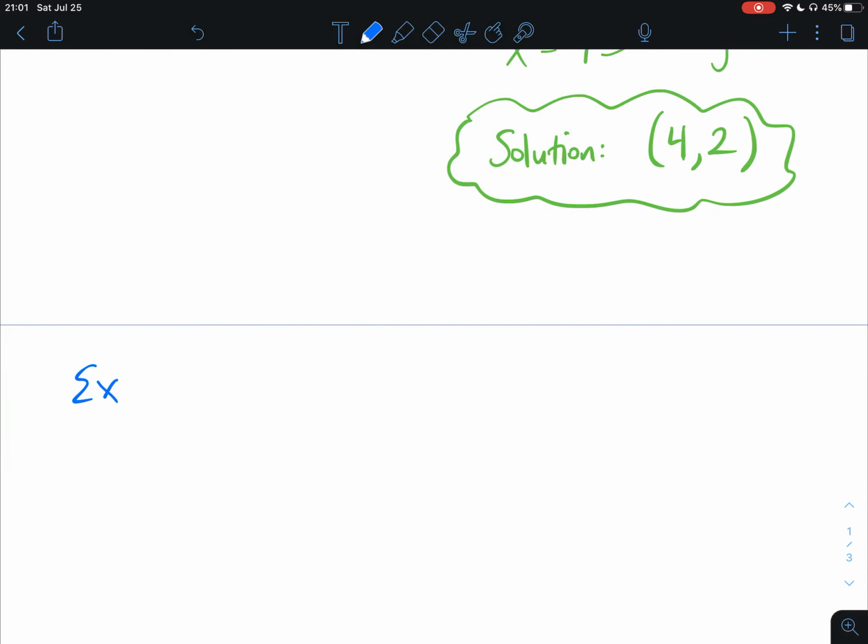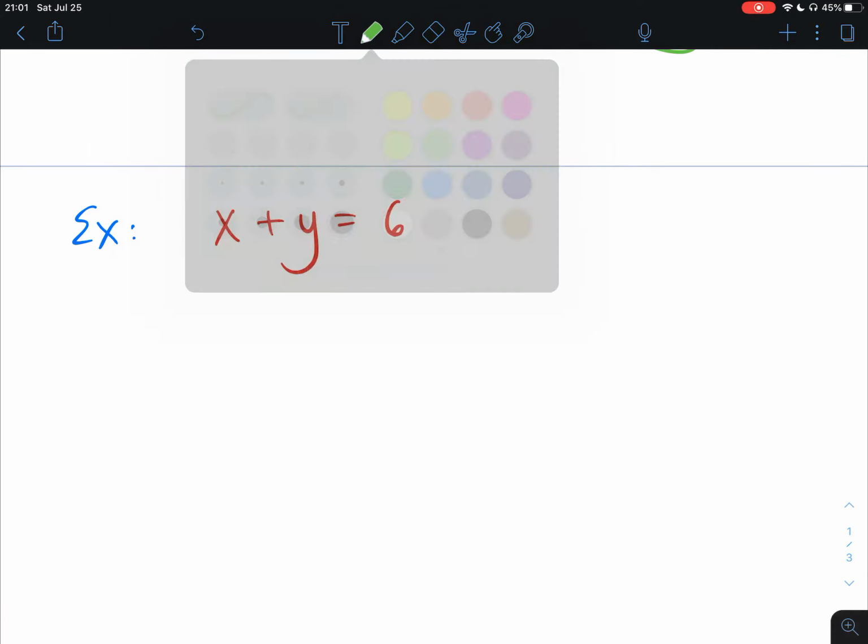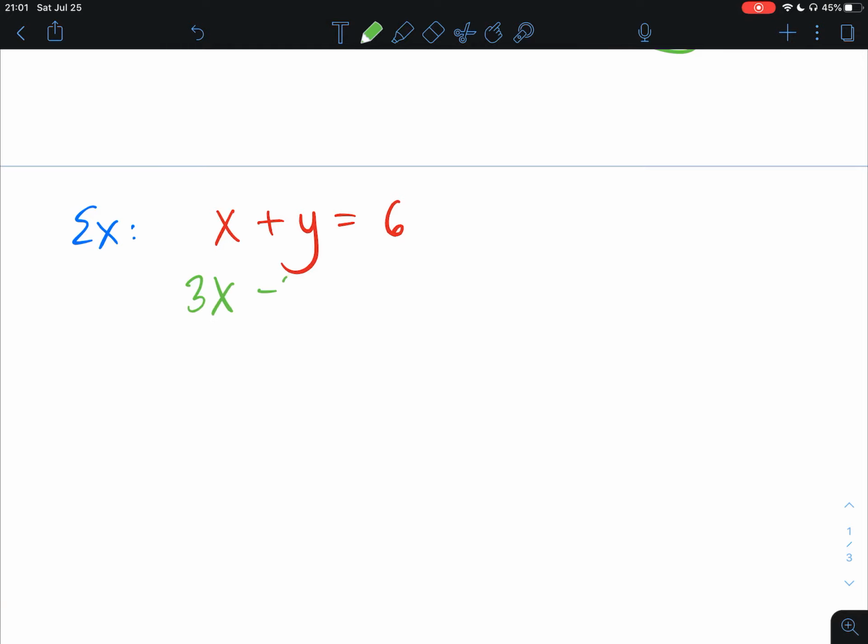I'll just write it down again so we can work it from the top. So that was x plus y equals 6. And then it was 3x minus 2y is equal to 8. And now we're going to go at it by elimination.